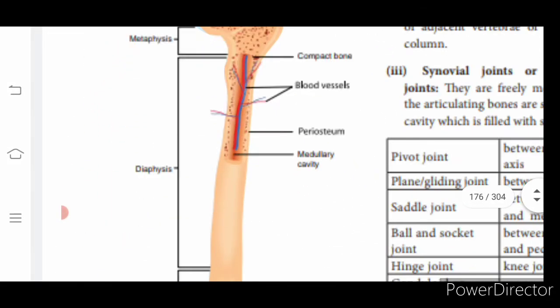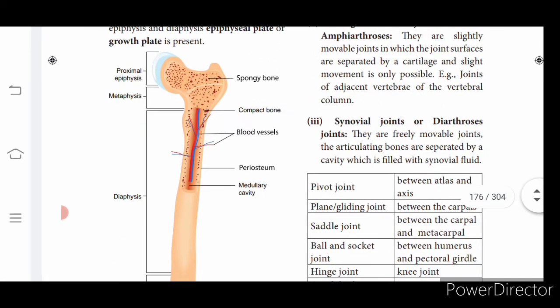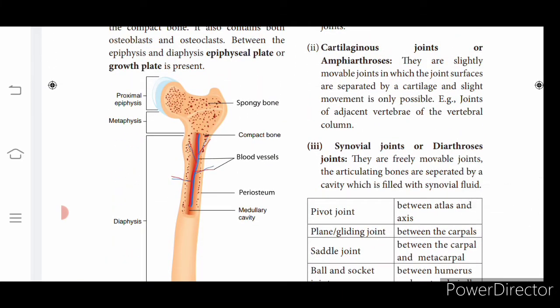They help in the growth of the bone. Do you follow? So these are the things which we have learned in this paragraph. So proximal epiphysis, metaphysis, then we have the diaphysis. Diaphysis is the major region of the strong bone, then epiphysis is the end of the bone. Both are connected by means of metaphysis.